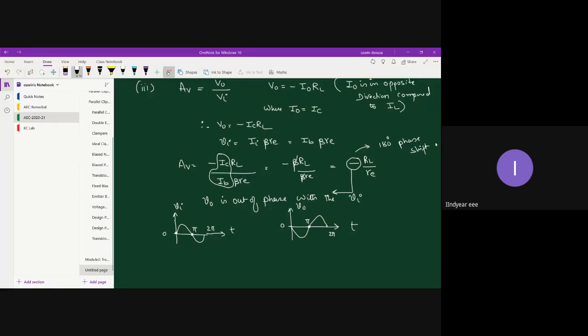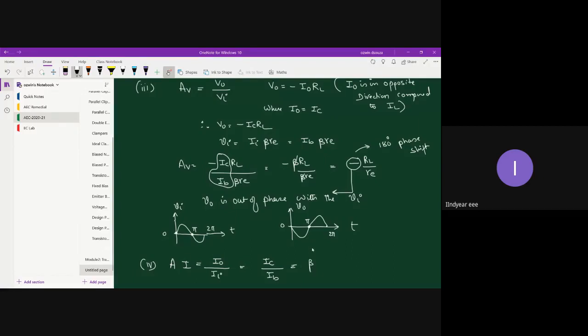All right, fine. So that's about your voltage gain. And finally, we have our current gain AI. Current gain AI is defined as I naught by II. So I naught is IC and II is IB. So the IC by IB ratio gives beta.